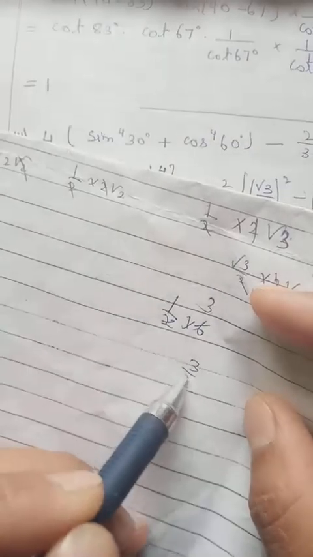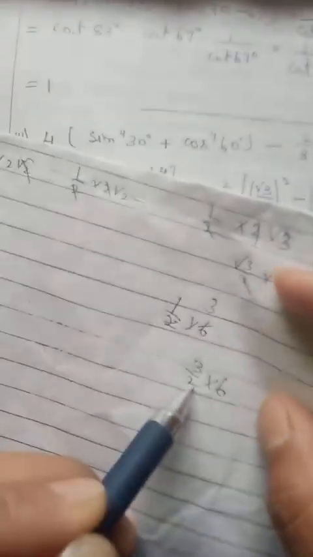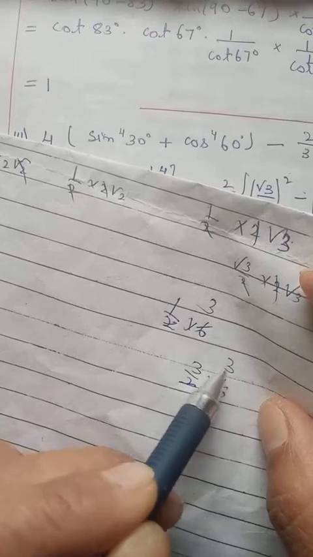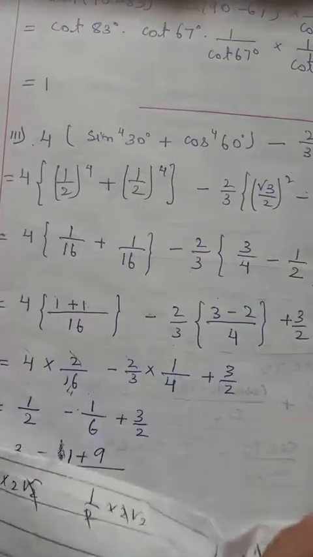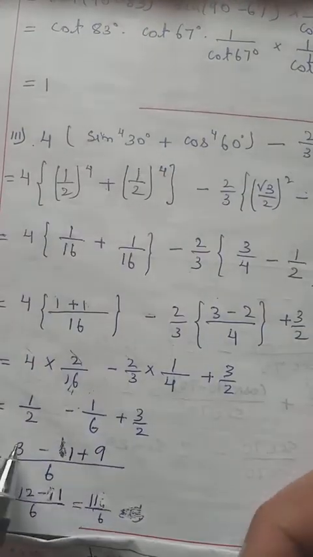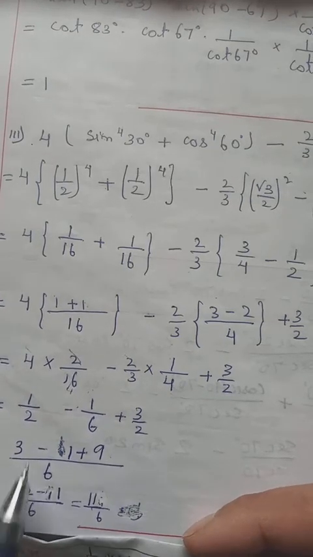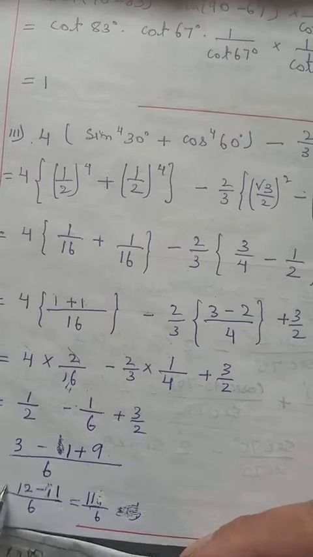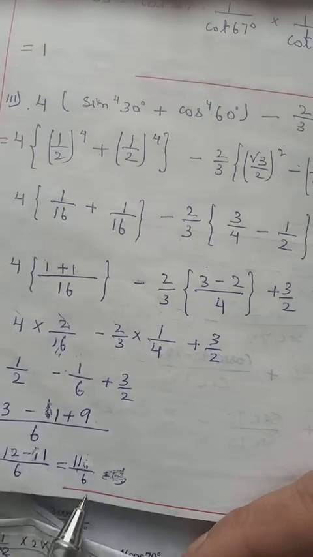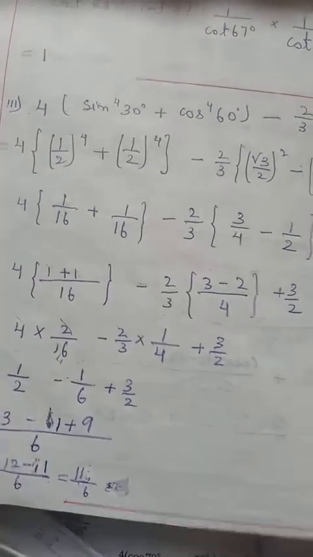Then 3 by 2 into 6. 2 divide 6 will be 3. So 3 into 3, 9. Then here we have plus 3 plus 9. So plus them together will be 12. Then minus 1. 12 minus 1 will be 11 by 6. So the value of this one will be 11 by 6.